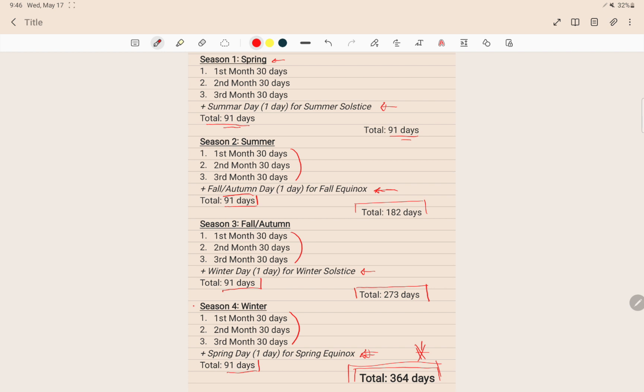And both calendars are very accurate and do a great job accounting for the seasons, accounting for the new year, and also accounting for the variations of the night and day.